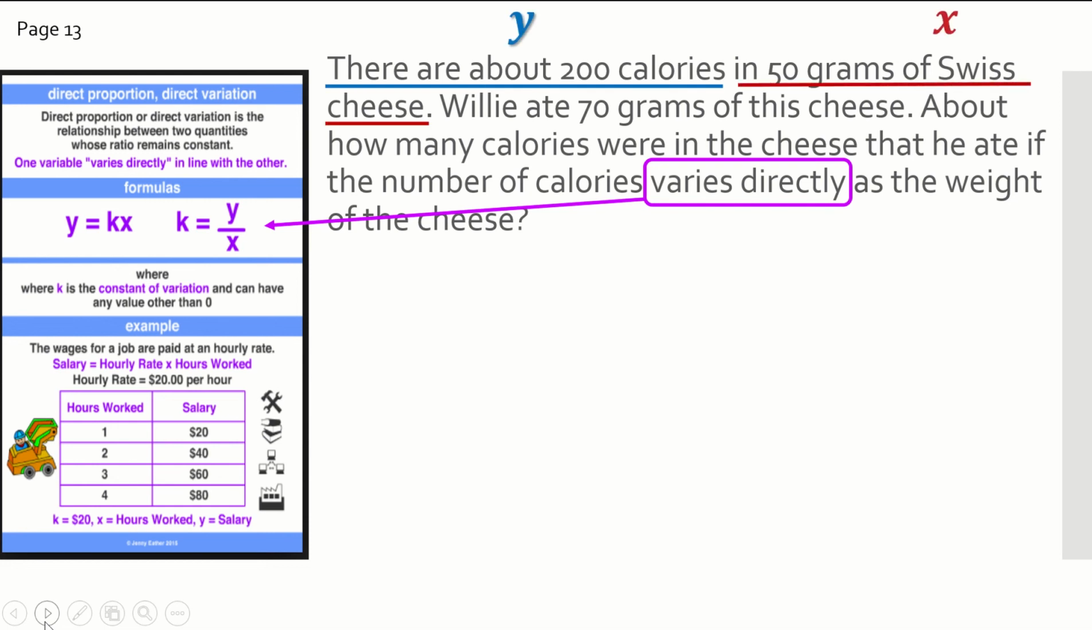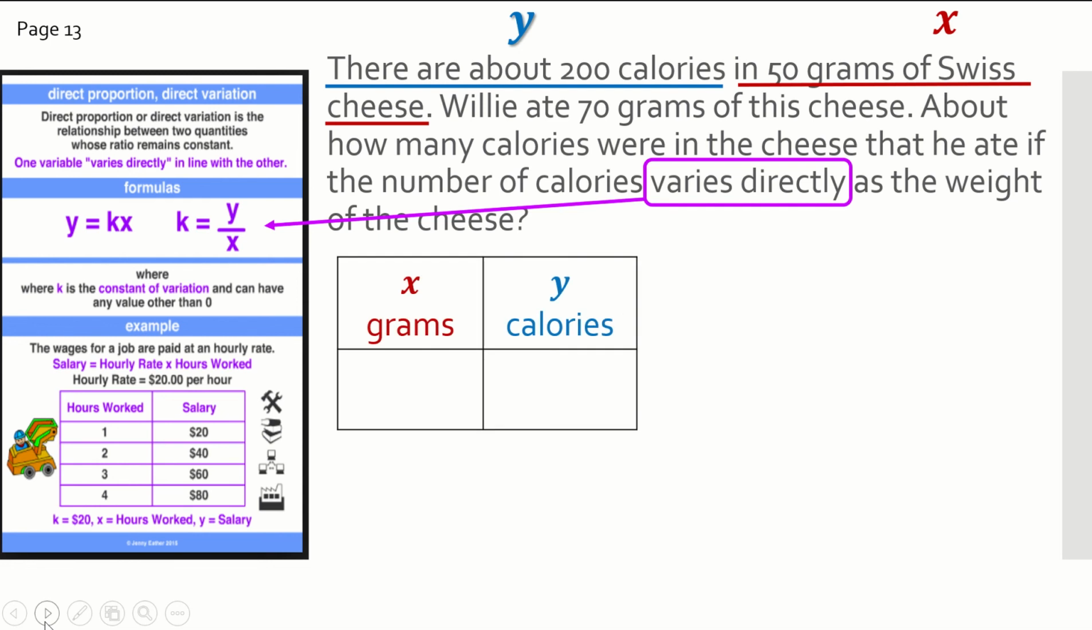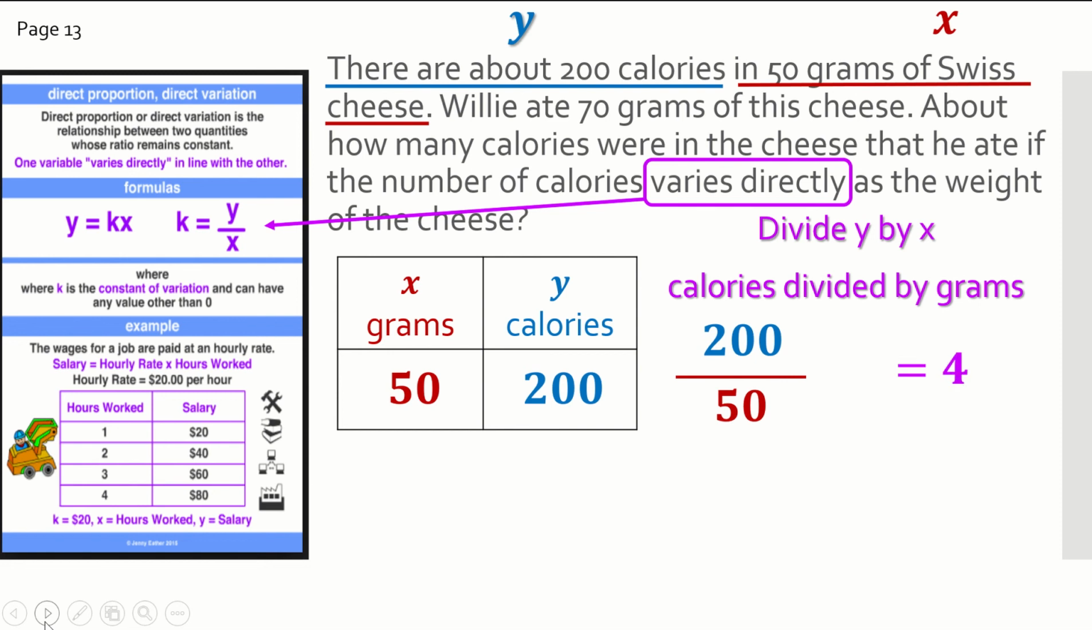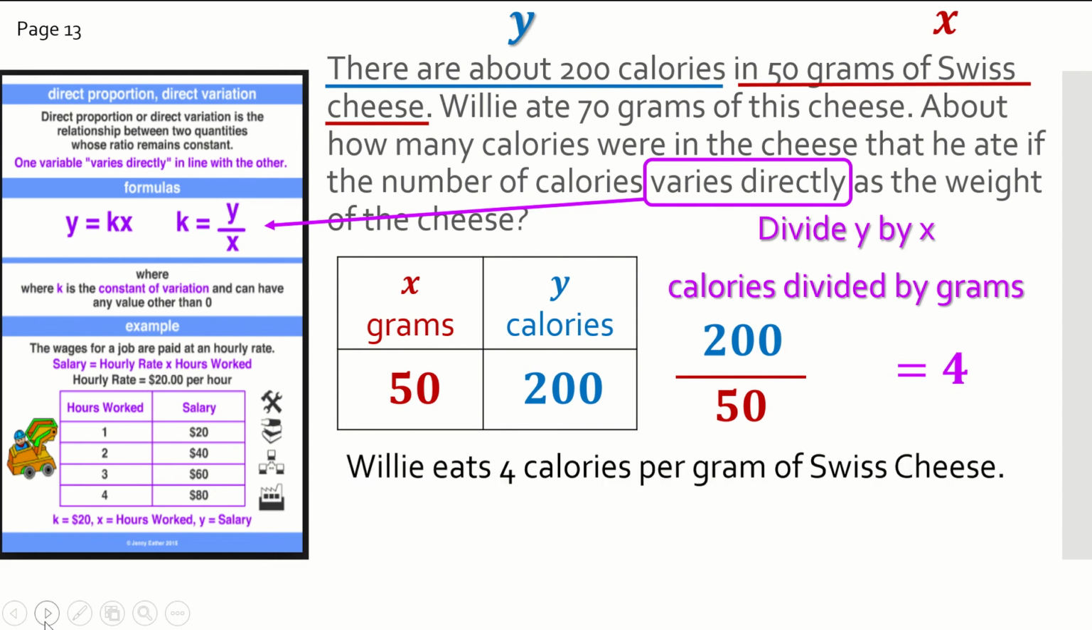We know there's 200 calories in 50 grams of Swiss cheese. So if we create our table, calories is 200 when you consume 50 grams of cheese. So to find out how many calories are in 1 gram of cheese, we would divide y divided by x. How many calories per gram? 200 divided by 50, we find that there are 4 calories per gram of Swiss cheese.